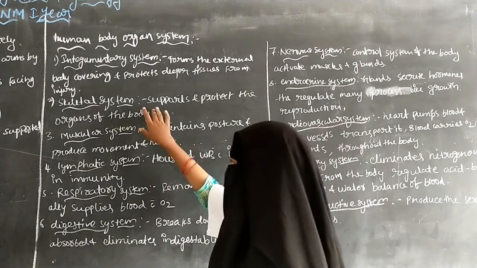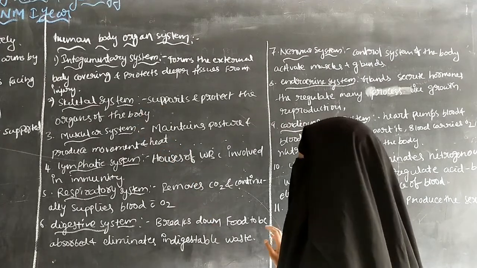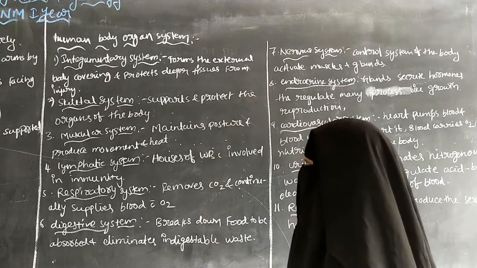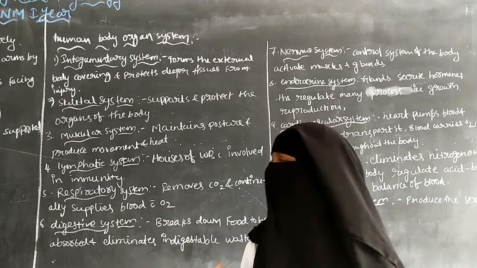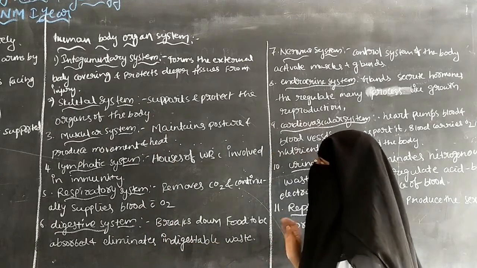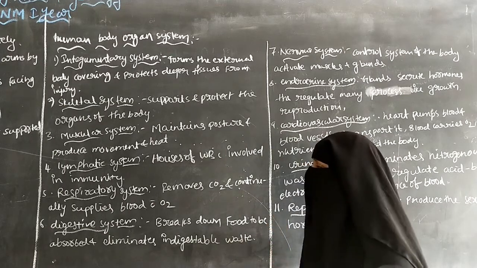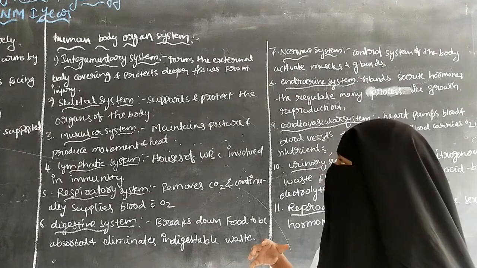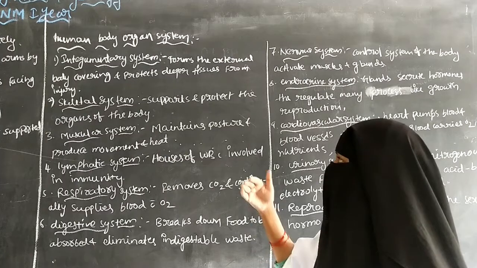Next one is the skeletal system. The skeletal system supports and protects the organs of the body. The skeletal system includes the bones and joints. The organs in the body are supported by the bones and joints.